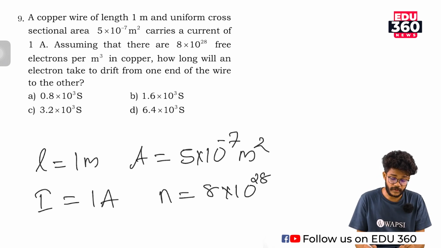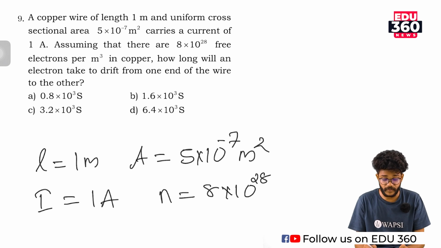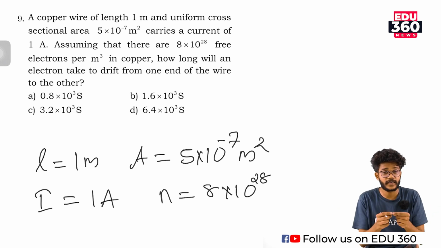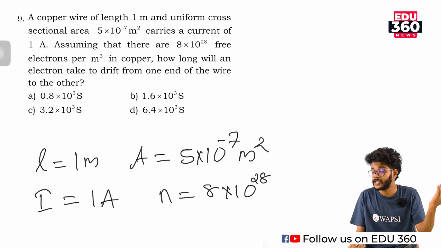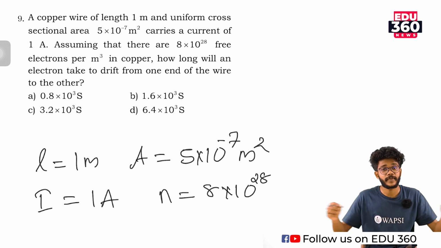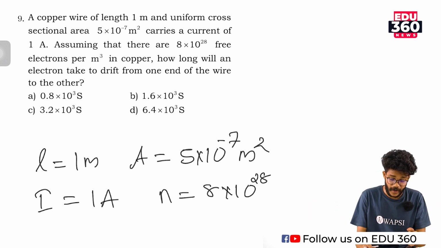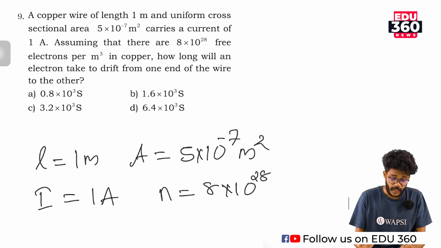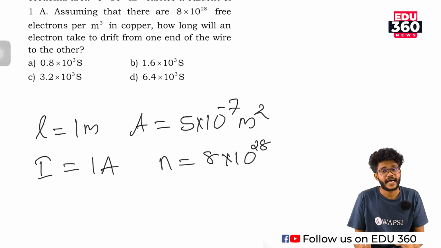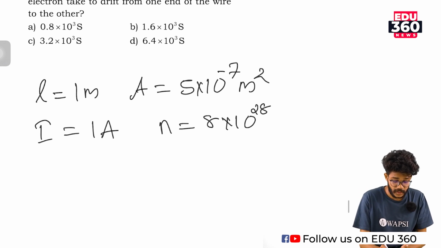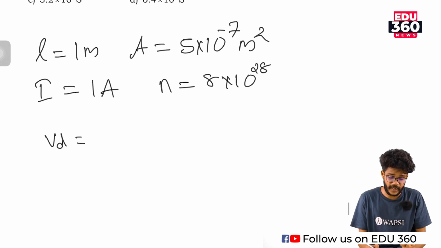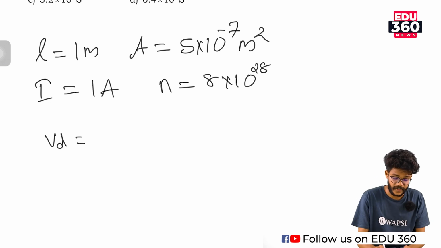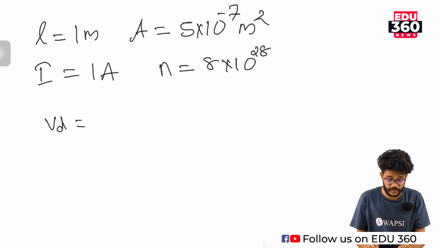Okay, how long will an electron take to drift from one end of the wire to the other end? That means in a 1 meter length of wire, this much time is required for an electron to travel from this position to this position. Actually, we want to find how much time. We know that an electron has a velocity, and that velocity is called drift velocity. We have the speed and we have to find the time.